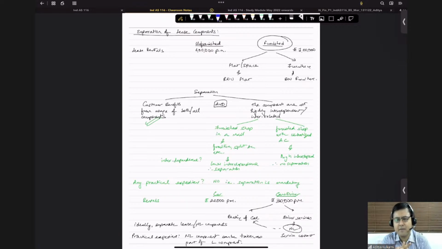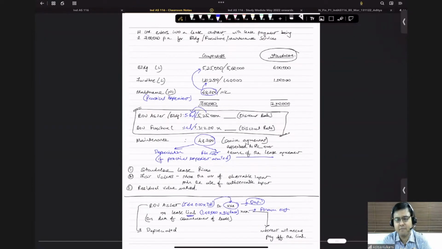How will you do the separation? How will you do the segregation? Well, you will do the segregation based on the standalone prices of the individual lease components. If the standalone component prices are not available, you will do a fair valuation in line with Ind AS 113, which requires maximization of observable inputs and minimization of unobservable inputs. And even if this is not possible, then finally you will move on to a residual value, which we will be discussing today. So this was what we had discussed in the previous session.